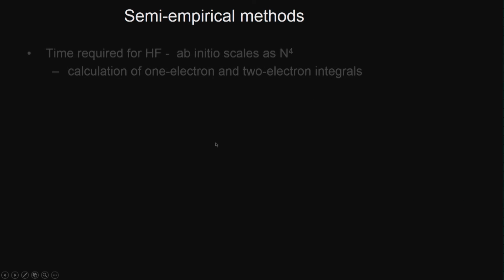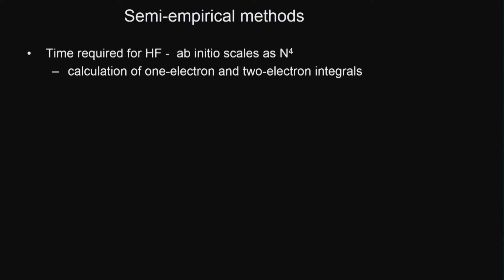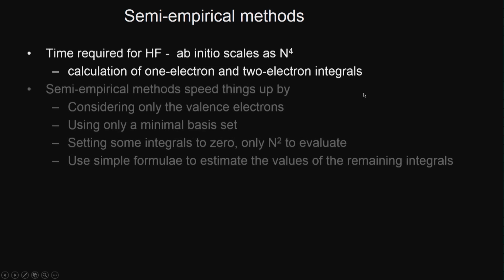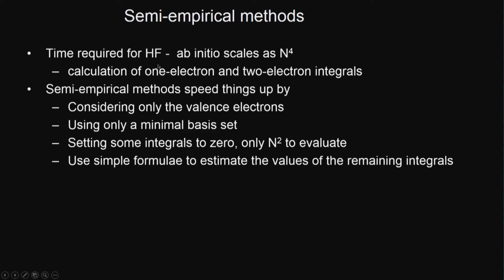Okay, so let us look at some of these methods. The time required for Hartree-Fock scales as n raised to the power 4, that is the evaluation of 1-electron and 2-electron integrals. Semi-empirical methods speed things up by considering only the valence electrons, using only a minimal basis set, and setting some integrals to 0. So it becomes n squared to evaluate, whereas Hartree-Fock ab initio methods scale as n raised to the power 4. It also uses simple formulae to estimate the values of the remaining integrals.